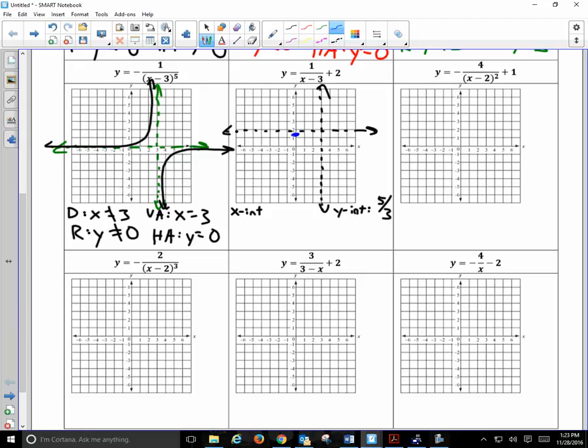So I'm going to put that dot on my graph. You okay with that? Now I'd like to find the x-intercept. The x-intercept happens when y is equal to 0. So if I set y equal to 0, 0 equals 1 over x minus 3 plus 2, how would we solve that?